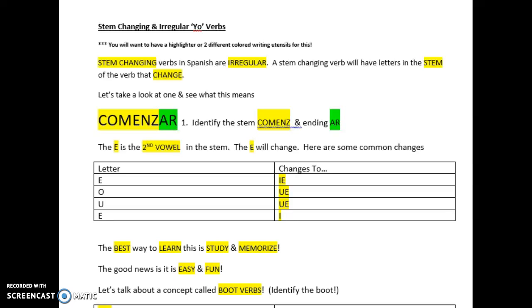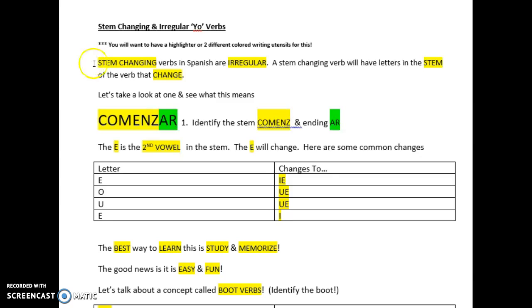After this video, you will understand more about stem changing and irregular yo verbs. Please make sure that this notes page is put into Notability. You will want to highlight information in different colors to help you better understand the concepts that we're going to cover here. I have typed everything that you will fill in all caps and highlighted it yellow to help make things easier for you. You do not need to highlight all of the blanks yellow like I did.